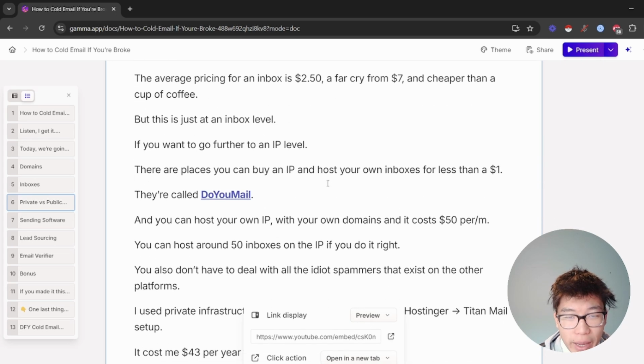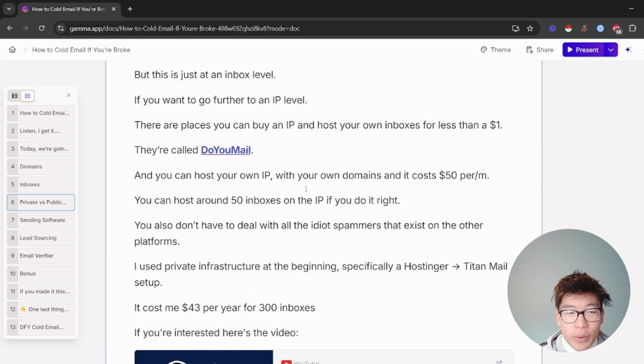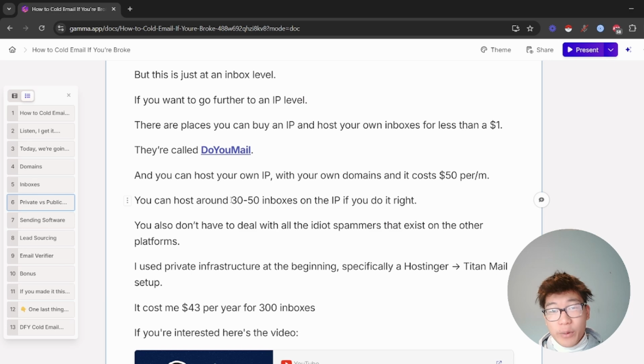There are places you can buy IPs and host your inboxes for about $1 each. One place is called Do You Mail. There are a few others, but I do have some emails with these guys. You can host your own IP with your own domains, and it costs about $50 per month. With that, you can host between 30 and 50 inboxes, because the fewer inboxes you have, the safer your IP is. I've had an IP get flagged and lost everything, and obviously you don't want that to happen.